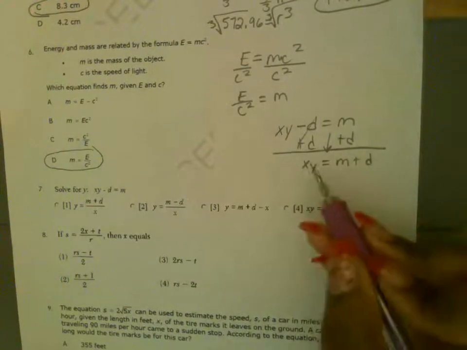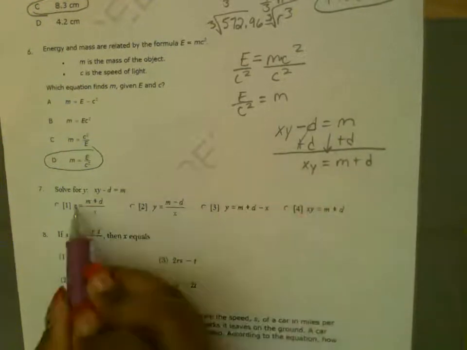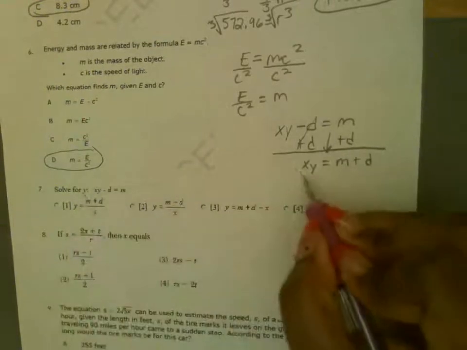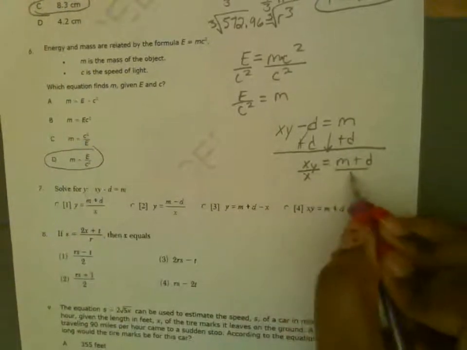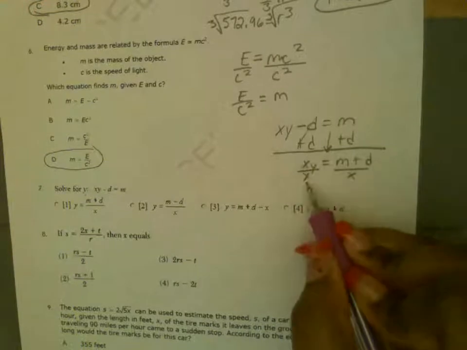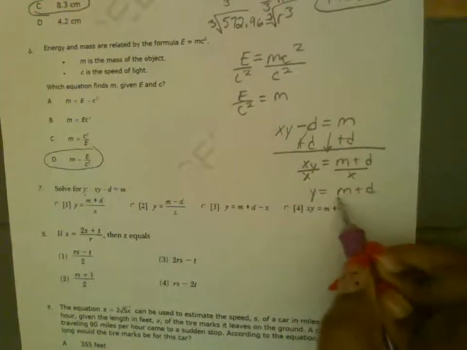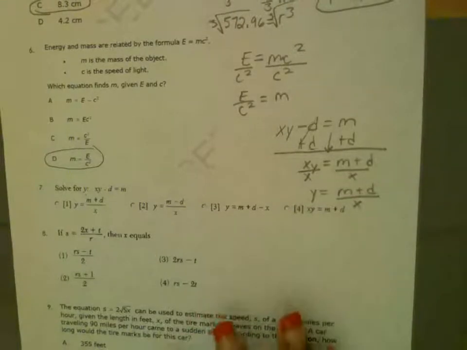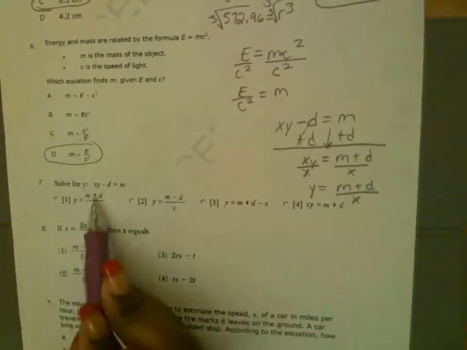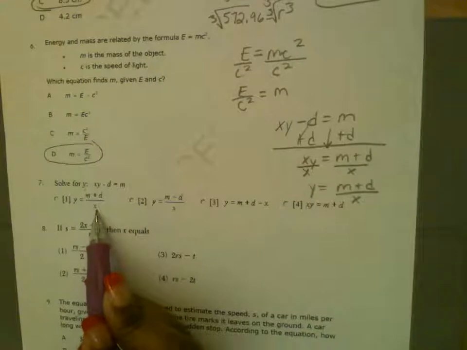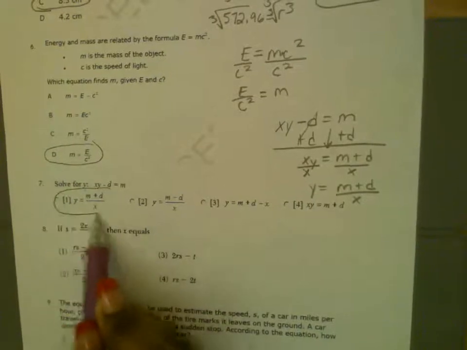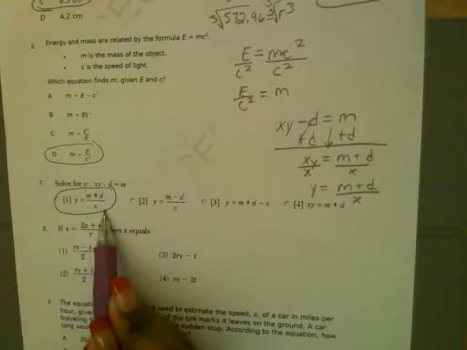Okay? To get y by itself, because remember it says solve for y, you got to divide by x. So when you divide by x, this is gone, and I'm left with y is equal to m plus d divided by x. So that's what we're looking for. M plus d divided by x is this first one. This is going to be your answer here.